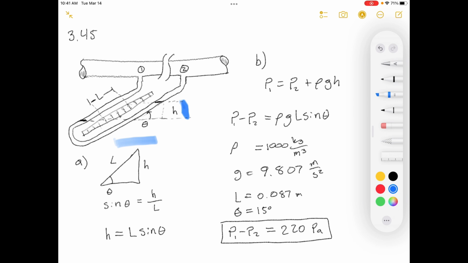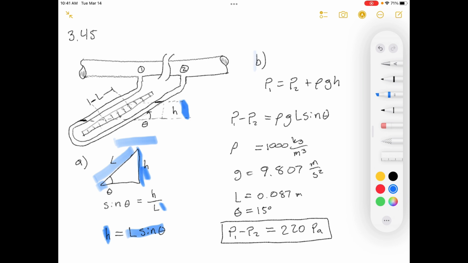So here we've got our triangle. We've got H, we have our angle theta, and then we have this hypotenuse, which is L. So we know from trigonometry that the sine of theta is equal to the opposite, which is H, over the hypotenuse, which is L. Then we can rearrange this equation so that we have H equals L sine theta. All right, and that is it for part A. We now have H in terms of L and theta.